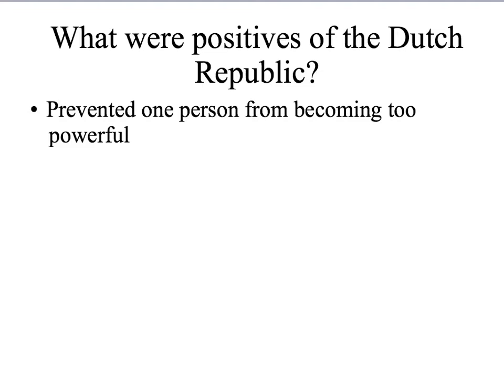Now there are many positives to the Dutch Republic. The first is that it prevents one person from becoming too powerful. If you remember, notice that there are a lot of different assemblies, meaning there are a lot of different people who are participating in this government, right? So there are 7 states. Each state elects a stadtholder. Each state has a state assembly, and then all the cities within that state also have assemblies. So you're really sharing a lot of power among many different groups of people.